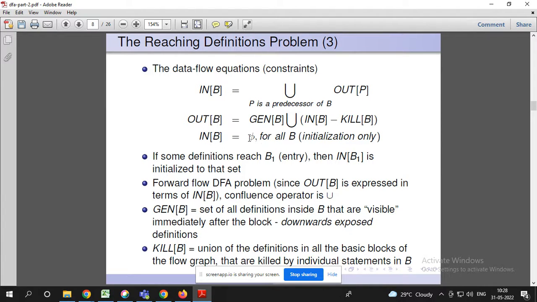So initially in of B is always empty. That is, initially it is empty. Okay, I will tell you with an example.